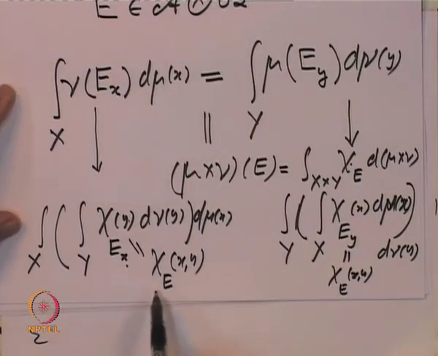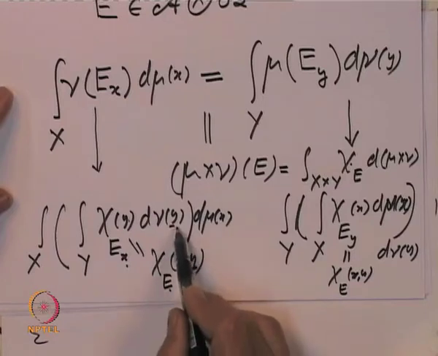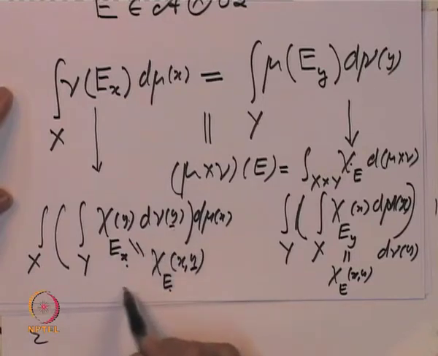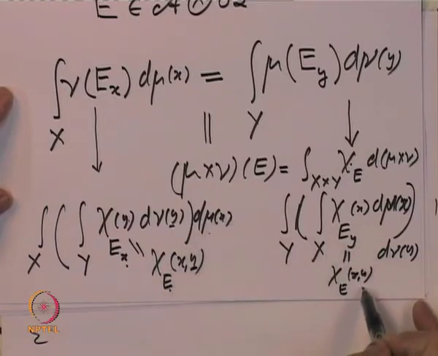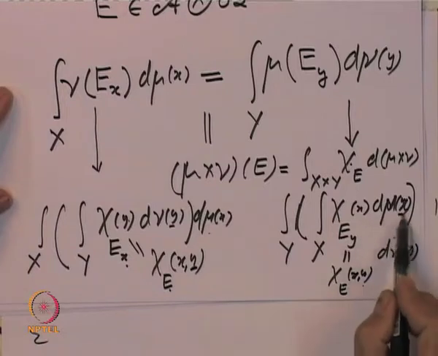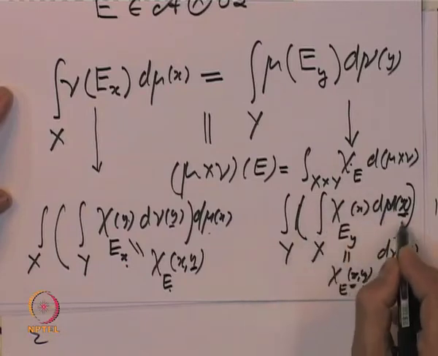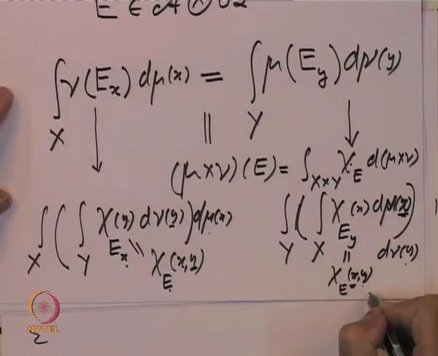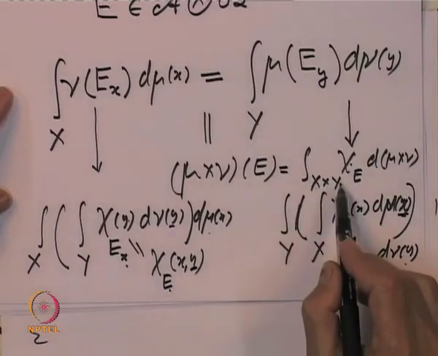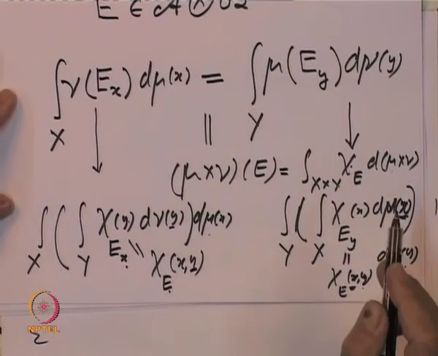So, what we are saying is, look at the indicator function of the set E and integrate it with respect to y, keeping x fixed. That depends on x, and we integrate with respect to x. Or take the indicator function of E and integrate with respect to x, keeping y fixed. That integral depends on y, and we integrate it over y. That is another number, and both of them are equal to the integral of the indicator function of the set E with respect to the product measure mu cross nu.